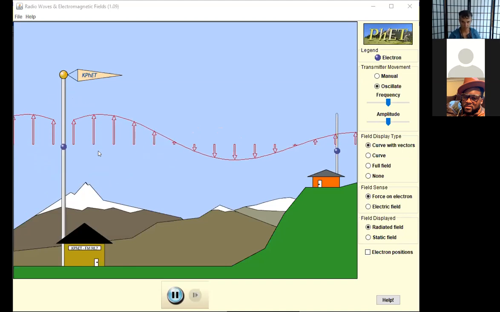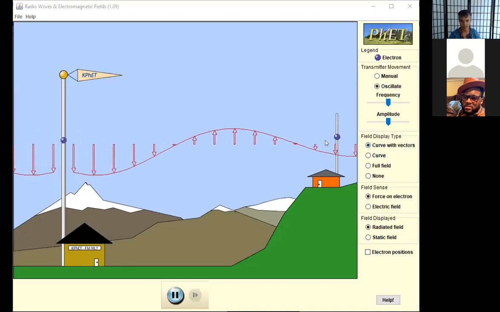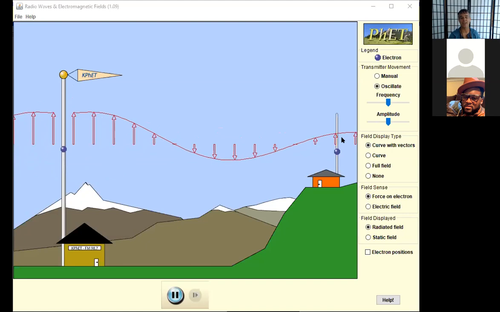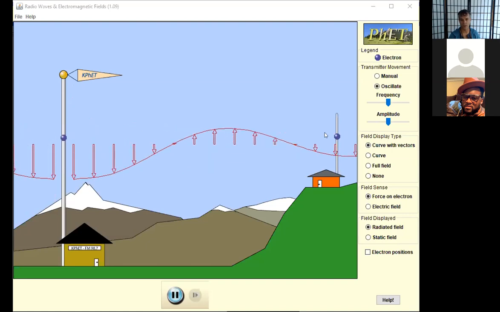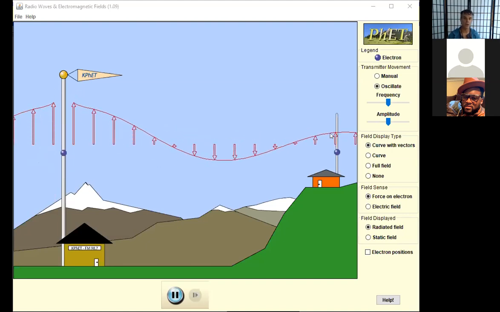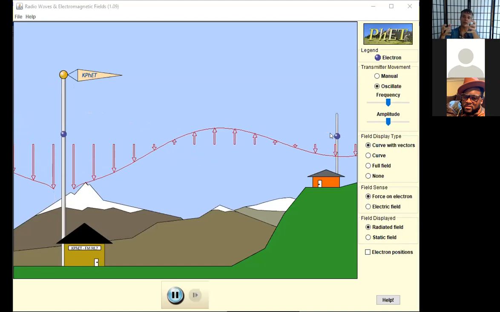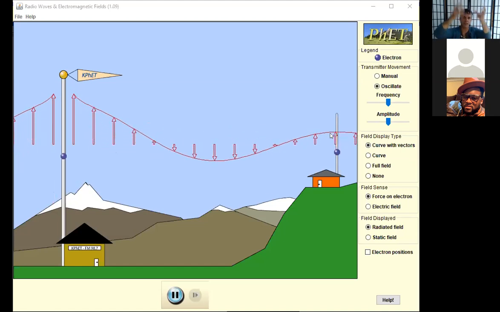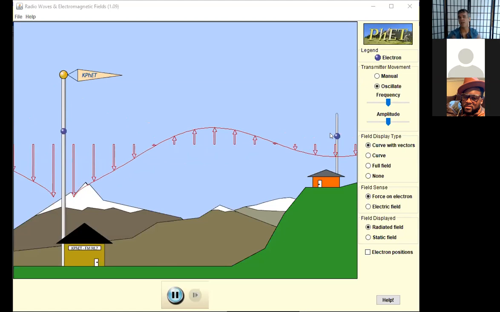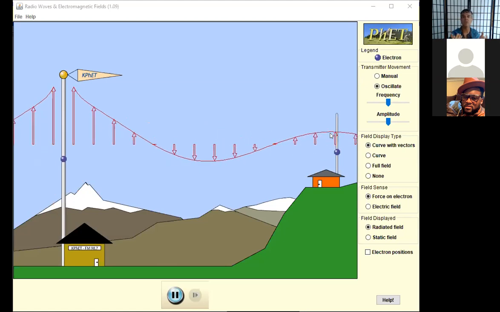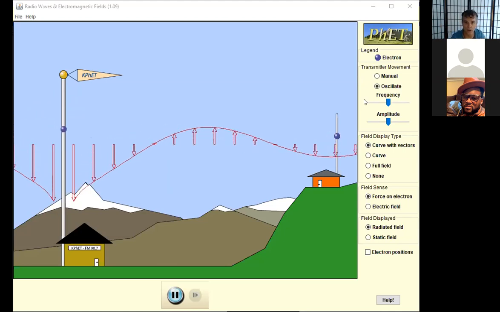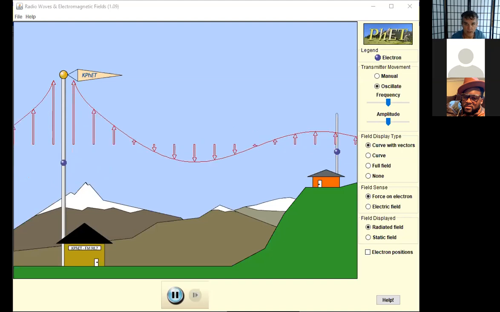And then this is a receiving antenna. In fact, this just could be the antenna of your car. It has a bunch of electrons in it that are free to move. And when the radio wave hits the electrons, it causes them to oscillate up and down in your antenna. And that's basically how you receive a radio wave. So let me stop that and then just go back.